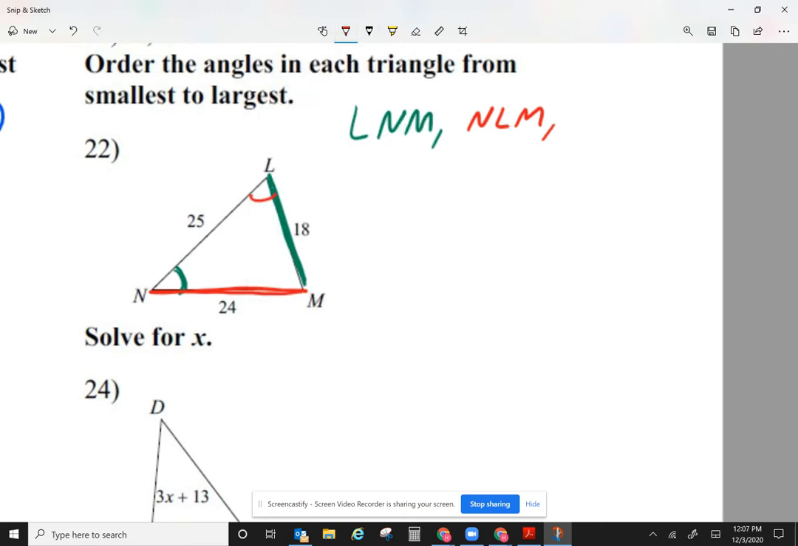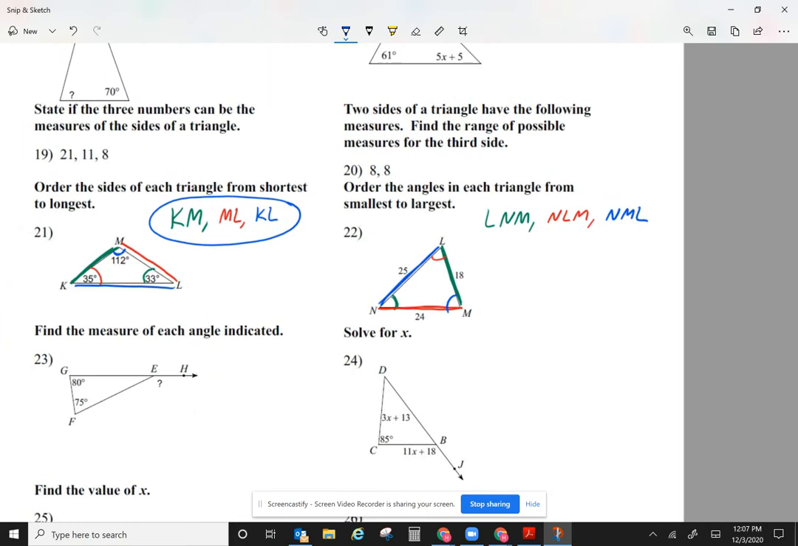Sometimes when we use only one letter, sometimes for angles we might want to use just one letter. We want to use in that case L, the letter in the center. Now for the biggest side is 25. It's opposite from the biggest angle, so NML. Once again, if you're going to use one letter, we use M. For the homework, do use all three letters. For test, sometimes it's okay if you use one letter. So that idea is that the smallest angle is opposite from the smallest side. And the biggest angle is opposite from the biggest side.